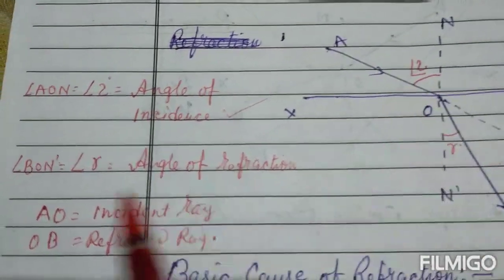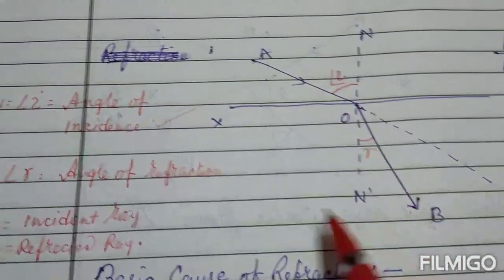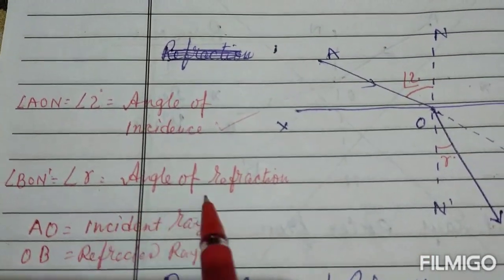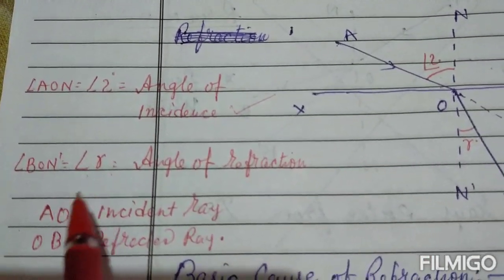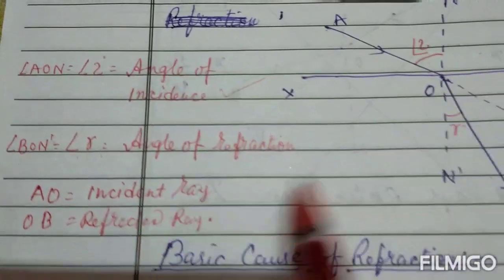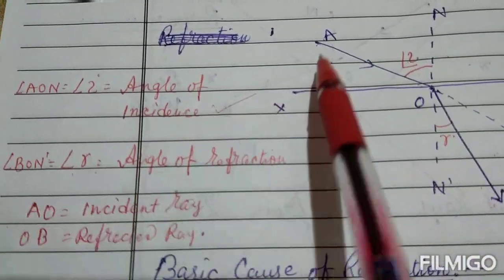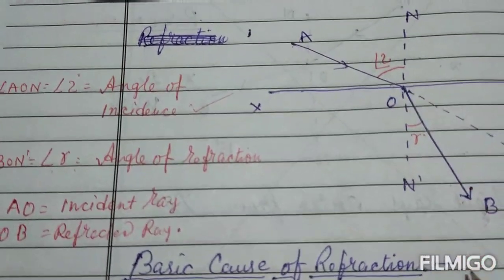Now some important points regarding this diagram: angle AON is the angle of incidence, angle BON dash is the angle of refraction, denoted by angle R. AO is the incident ray and BO is the refracted ray.